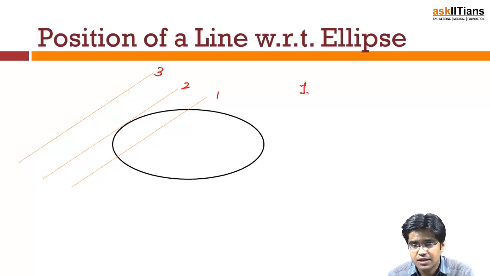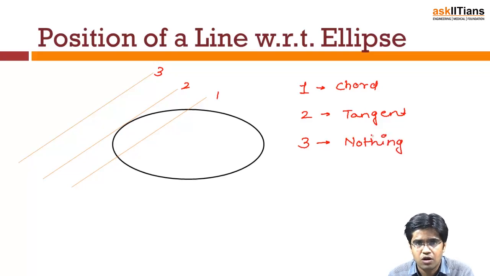In the first case, the line is a chord to the curve. In the second case, the line is simply a tangent. In the third case, the line is nothing, or they are not interacting. So nothing means it's neither a chord nor a tangent. That means that it's not interacting. Now how can we find out mathematically what a line is to the curve? Out of these three cases, how can we mathematically prove that a line is either a chord or a tangent or it's not interacting?